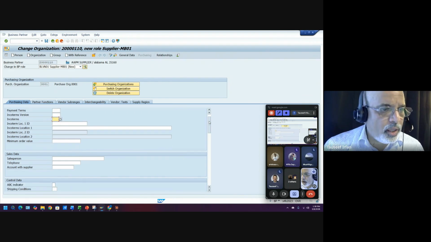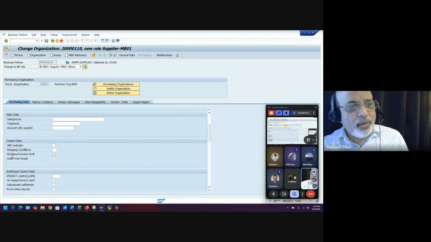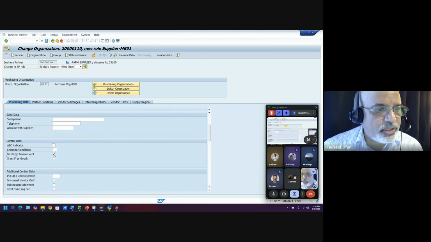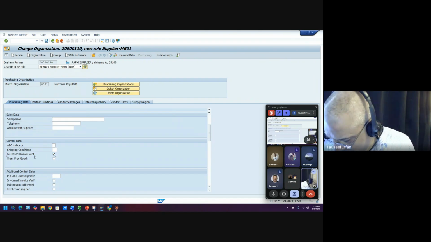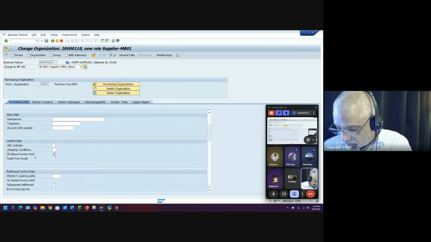We will learn all the details of all these ABC indicators. See this one, GR based invoice verification. What is this, Rabia? GR based invoice verification? Sir, when we receive goods, at that time vendors send us the invoice. Yes, keep going.